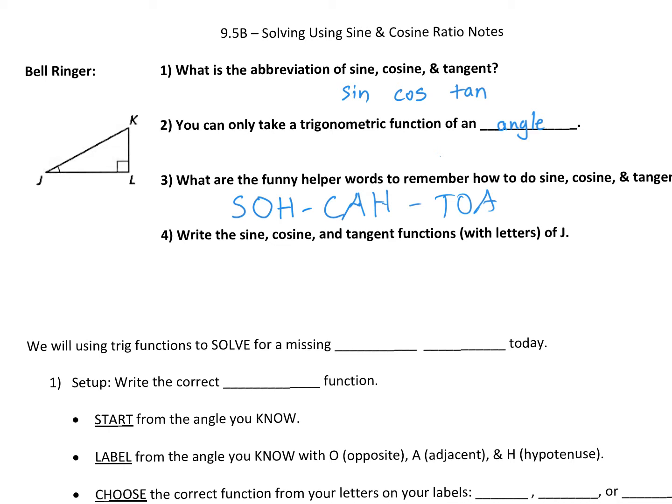So if I picked angle J right here, sine of J is opposite, which is KL, over hypotenuse, which is JK. My cosine is adjacent, which is JL, over hypotenuse, which is JK. And then tangent of J is opposite, which is KL, over my adjacent, which is JL.